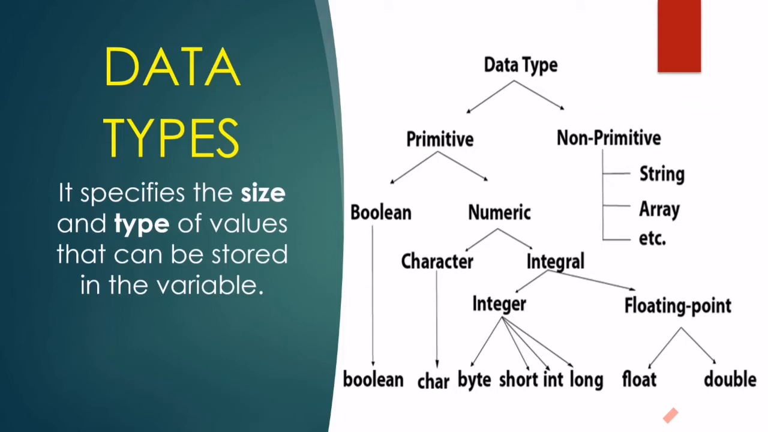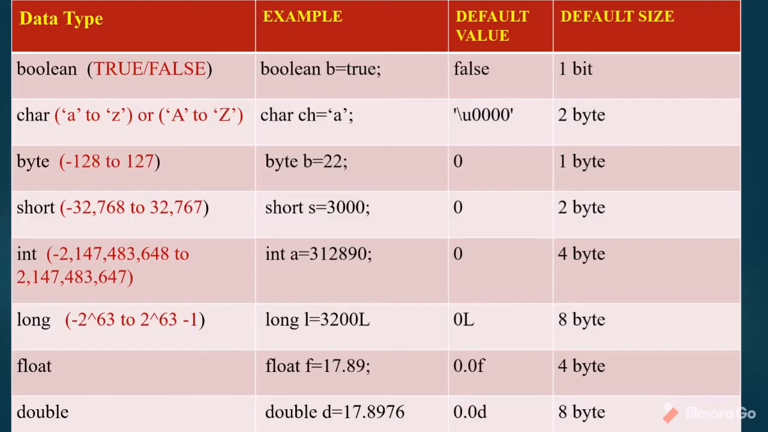Under primitive we have Boolean, numeric, and after several classifications we have, at last, Boolean, char, byte, short, int, long, float, double. These all are the 8 important primitive data types. And under non-primitive we have string, array, etc. Now let's see the data types with examples and their default values and default sizes.